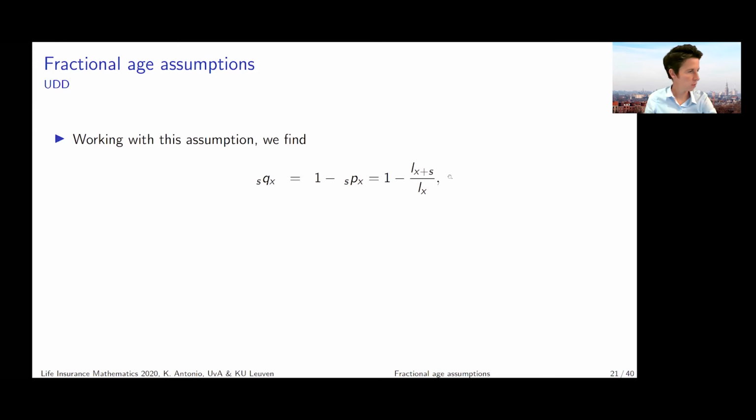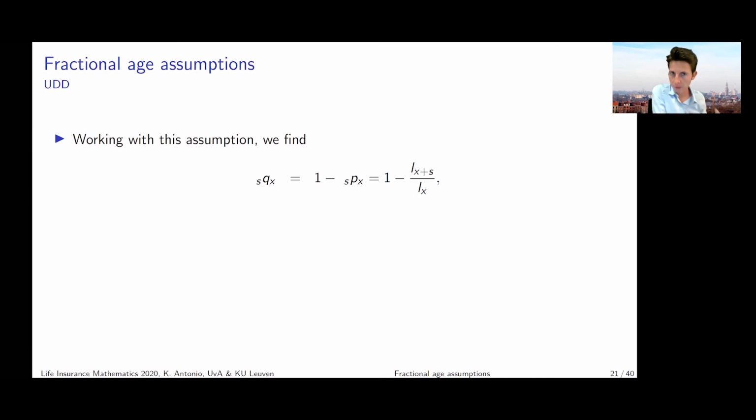If you work with the UDD assumption, then this will also give you a way to build up reasonings like the one that I have here on the sheet. So what we're going to do here is we're going to try to gain a little bit more insight in why this assumption is called the uniform distribution of deaths.